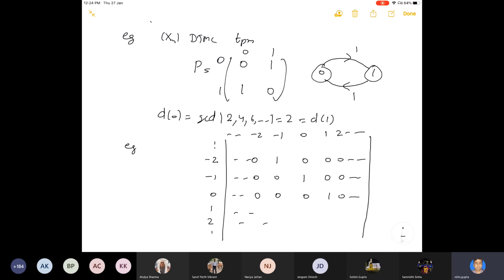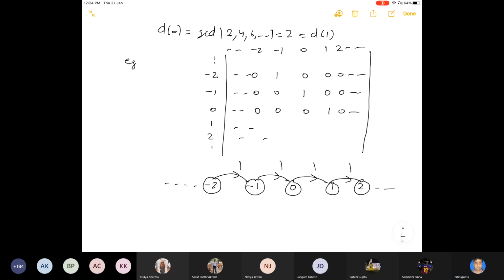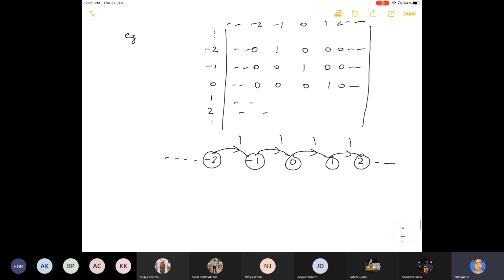In this fashion, -2, -1, 0, 1, 2, with probability 1 each. For example, I want to find P00(n). However many steps I take, I cannot come back, because if I leave that state, I cannot come back. So clearly the period of any state you take will be 0.